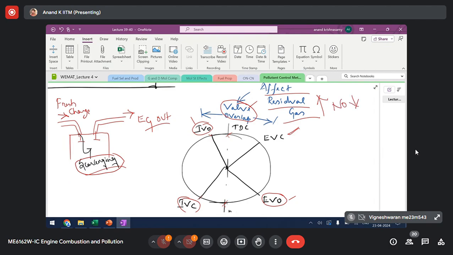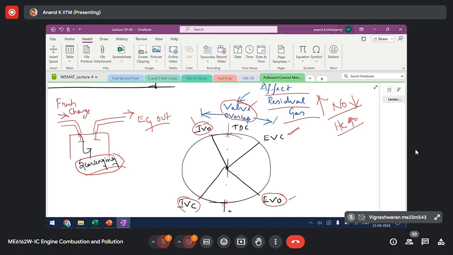But what will be the other effect of this? The CO and the SC will increase. CO, SC, and particulate will increase. Okay, there is a trade-off. Suppose the NO levels are very high, you retain more residual. If NO levels are less, you don't retain more residual, clear the residual, because this is also going to affect the power output of your engine. That is one effect. And second effect, SC levels will be very high.